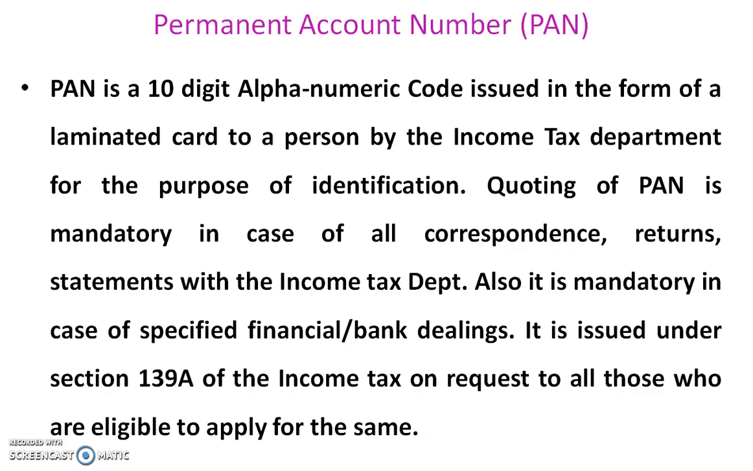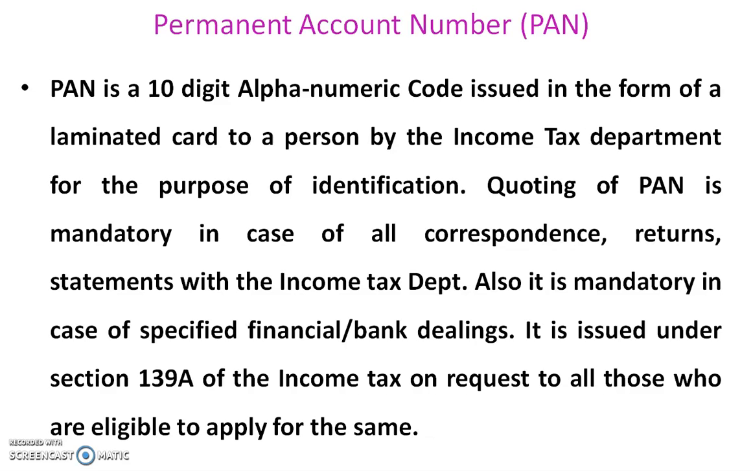You can expect a question for section B of the final exam on this, that is, permanent account number. So this is an alphanumeric number. It is 10 digits. First of all, you have to remember that 10 digits will be there, and it is an alphanumeric code. Alphanumeric means it is a mixture of alphabets and numeric digits.